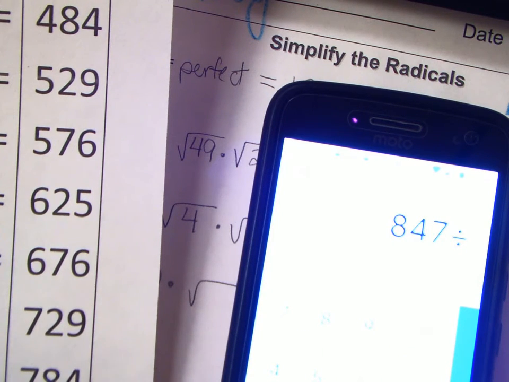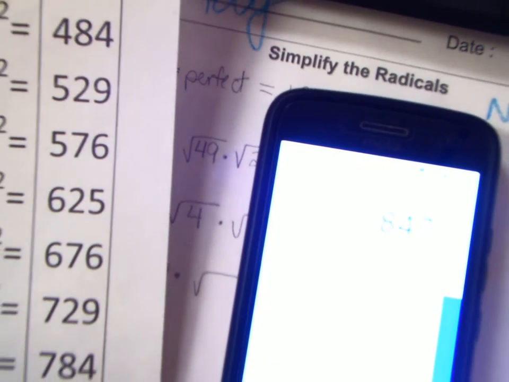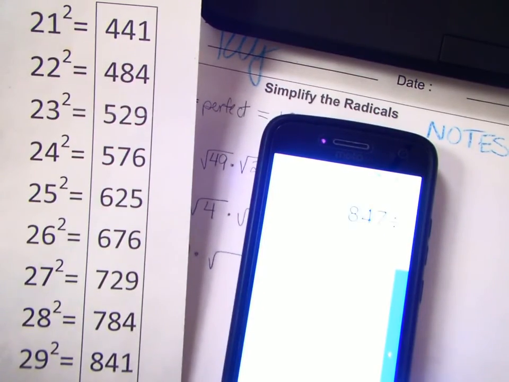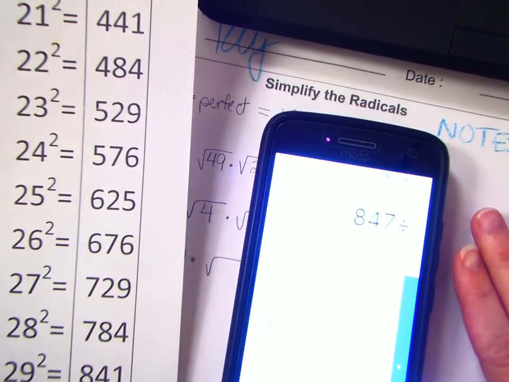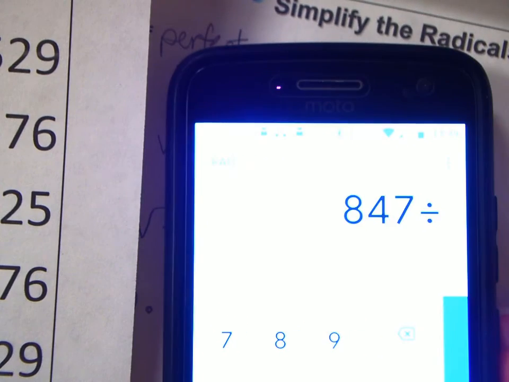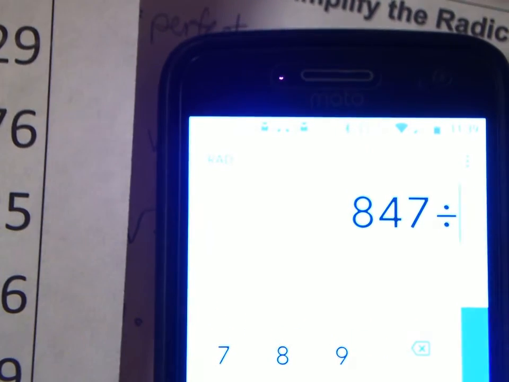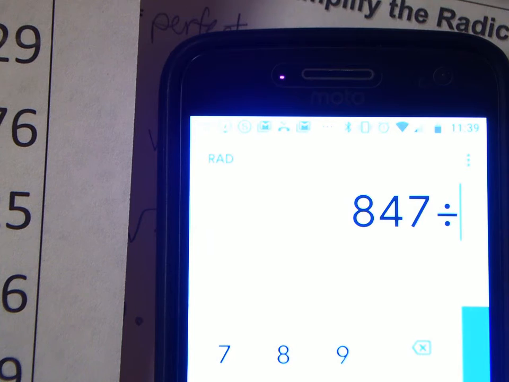So I'm going to do 847 divided by... it's a weird glare. That didn't help. My cell phone is glaring at them. Okay, that's good. Maybe put the brightness down? I could. No, they can deal.